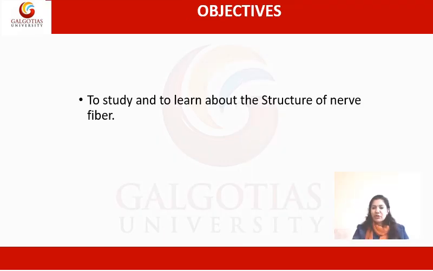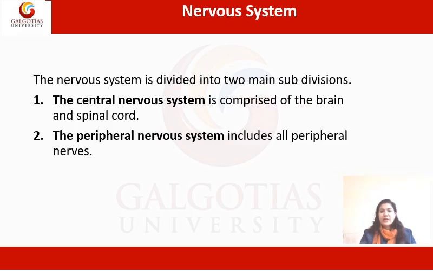So the objective of today's topic is to study and learn about the structure of a nerve fiber. Let's start with today's topic. Nervous system. The nervous system is divided into two main subdivisions, the central nervous system and the peripheral nervous system. The central nervous system is composed of the brain and spinal cord, whereas the peripheral nervous system includes all the peripheral nerves.